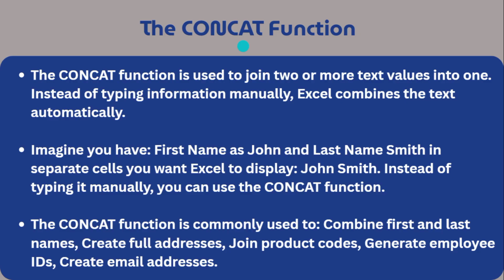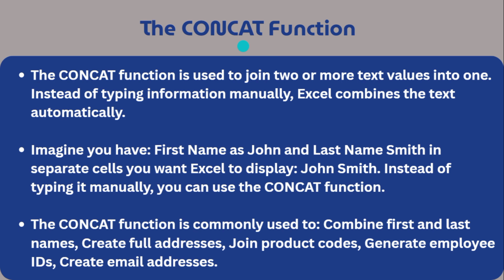So we have the concat function. The concat function is used to join two or more text values into one. Instead of typing information manually, Excel combines the text automatically. So let's say you have maybe a column that contains first name. You have another column that contains last name.